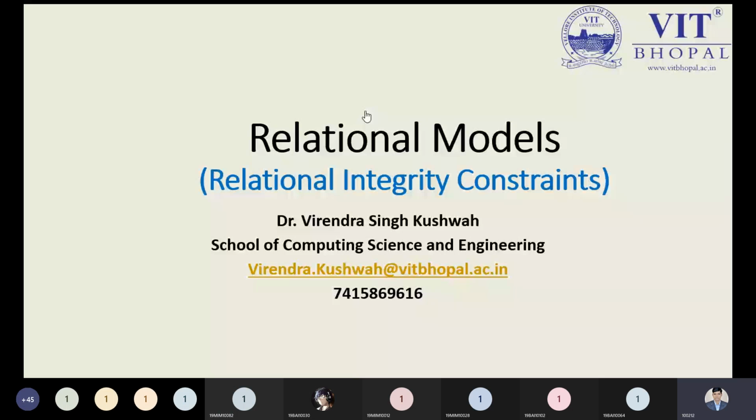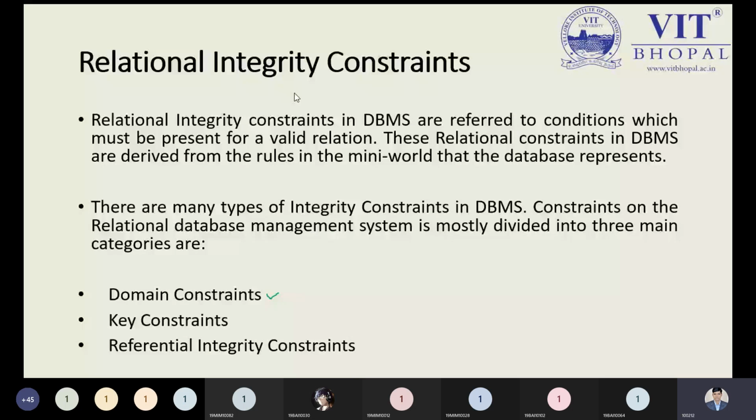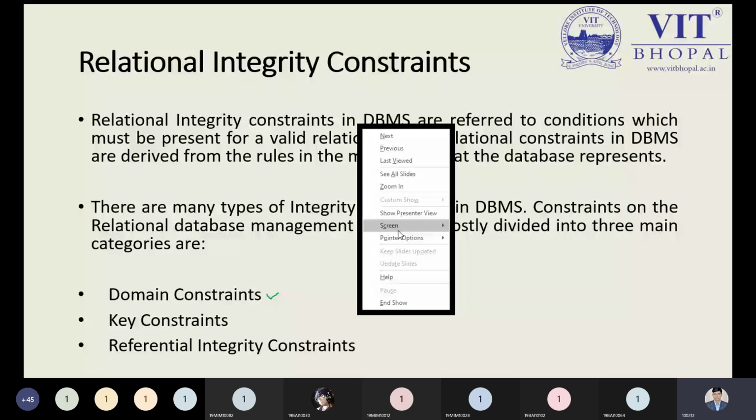Okay, so we have the concept that is relational integrity constraint. Can anyone tell me what is meant by the relational integrity constraint? Relational integrity constraint in DBMS basically refers to a condition, as I told you yesterday, or a few minutes ago. It means we are talking about the condition in which we need to check its validation.